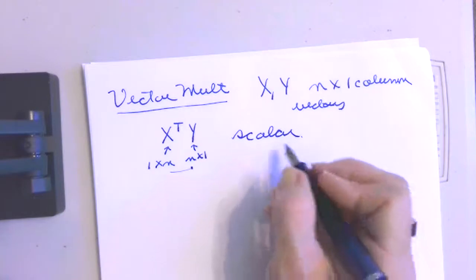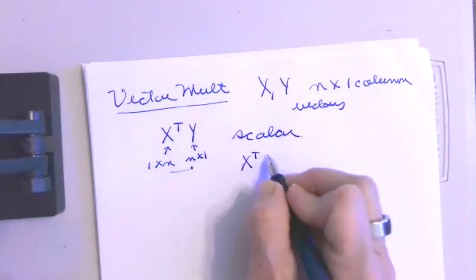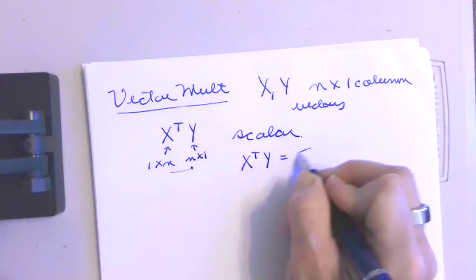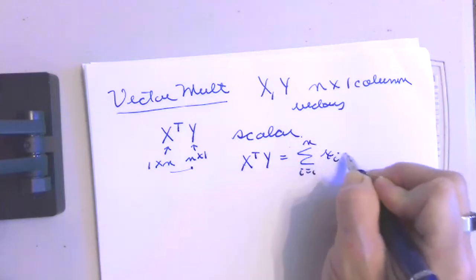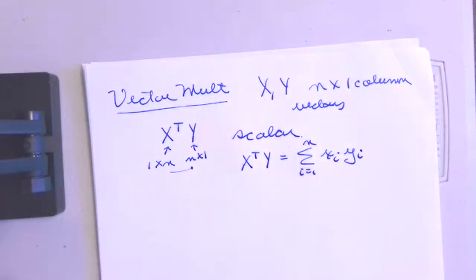Okay. And what is it really by definition? It is going to be the sum from i equals 1 to n of xi times yi.